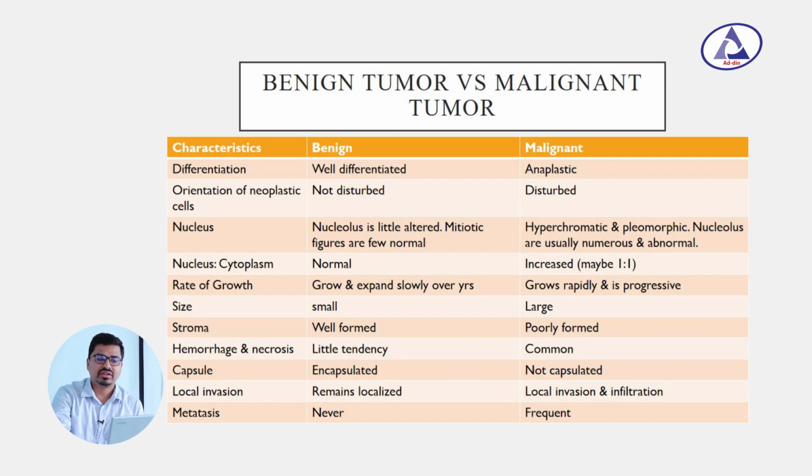The most important differences are metastasis and local invasion. Metastasis frequently occurs in malignant tumor but never occurs in benign tumor. Local invasion: benign tumor remains localized, but local invasion and infiltration occur in malignant tumor.